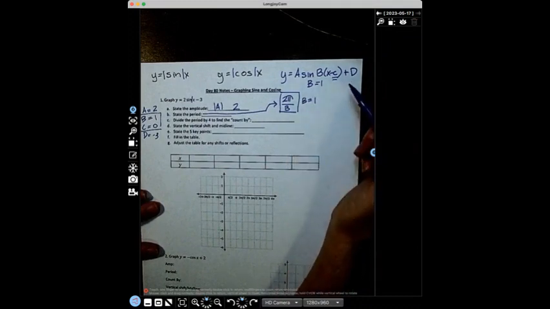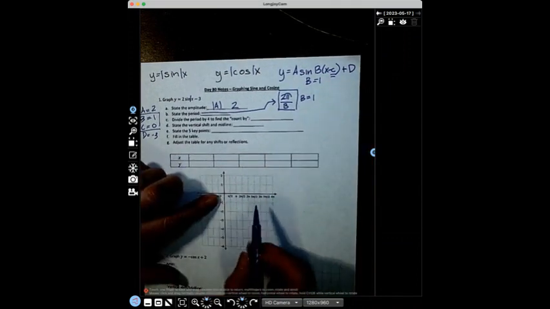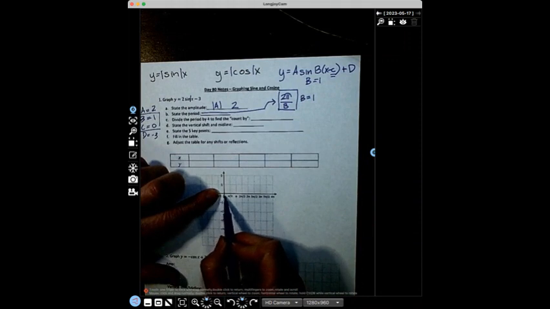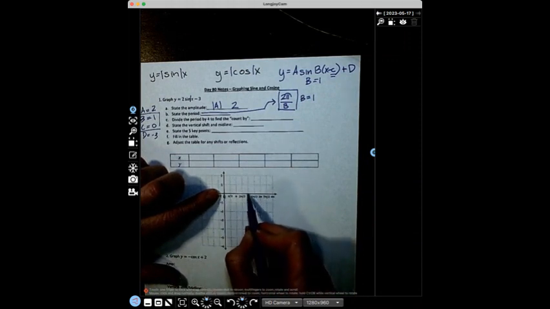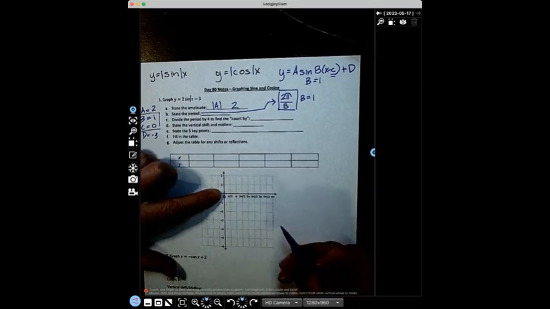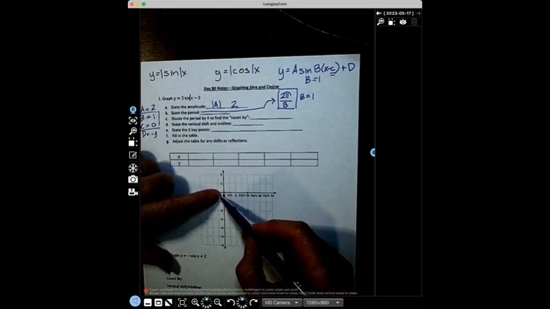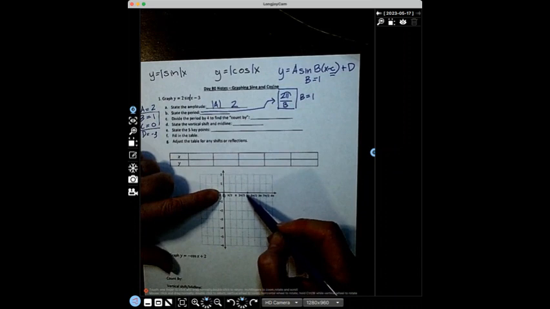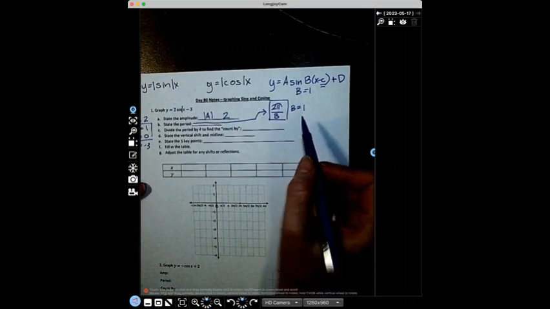Okay, so remember the period is the length of one full cycle. So it's going to take from 0 to 2 pi right here to go one full cycle. And so whatever, we have a sine curve. So this graph is going to do a whole sine curve in 2 pi. Okay? All right. So next.